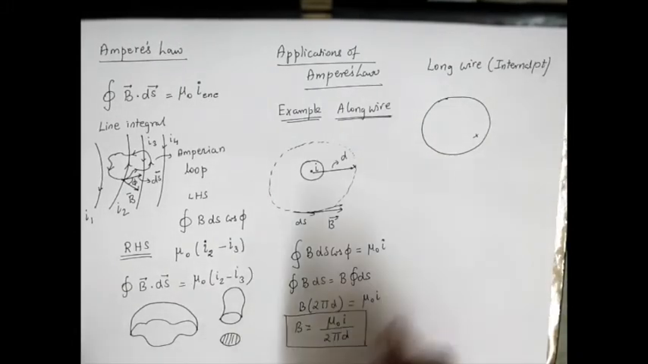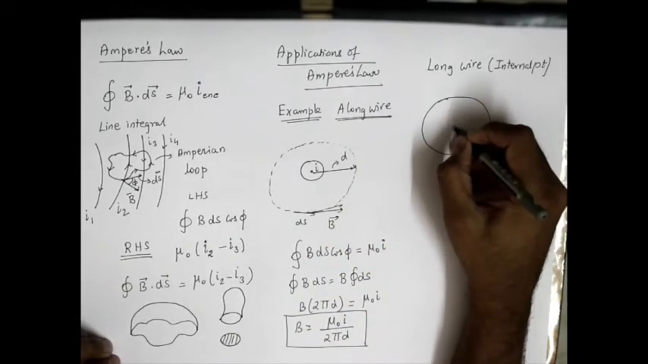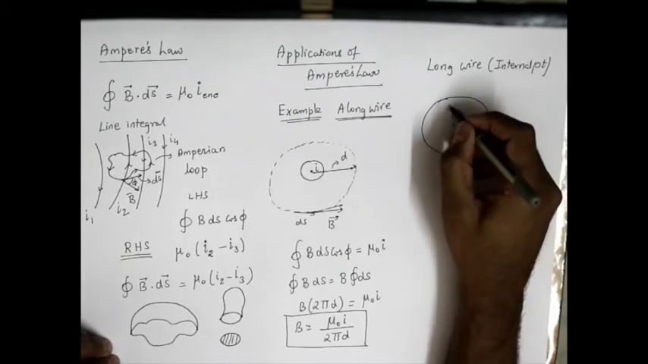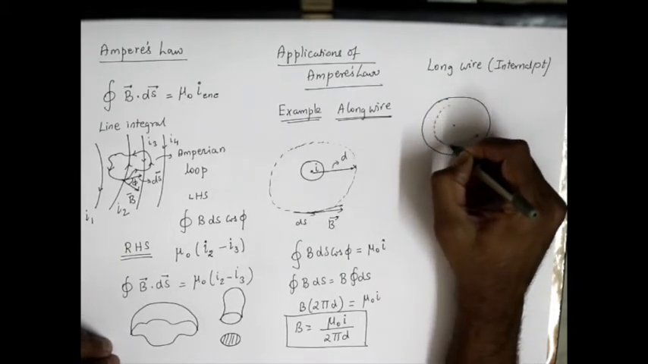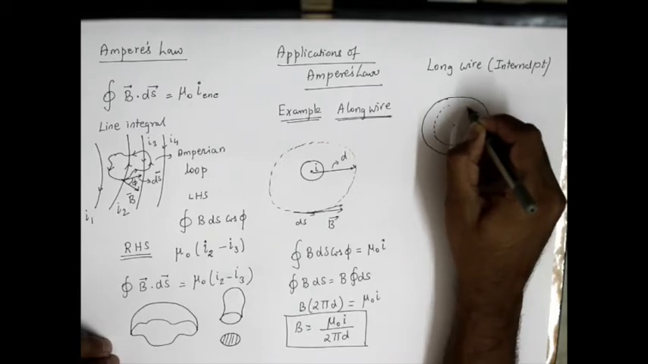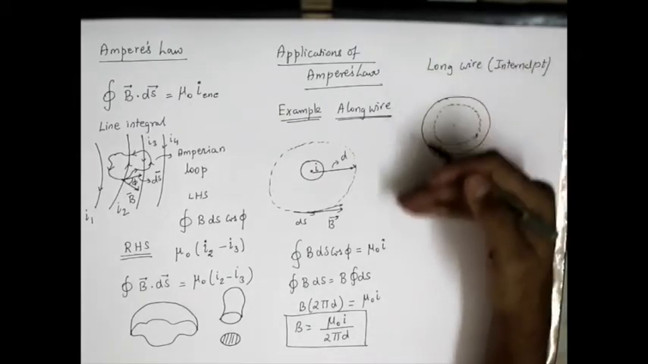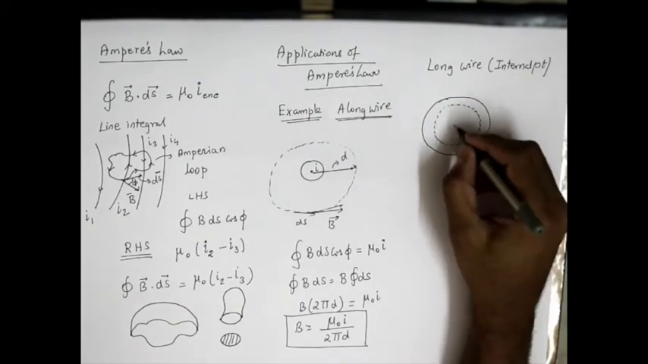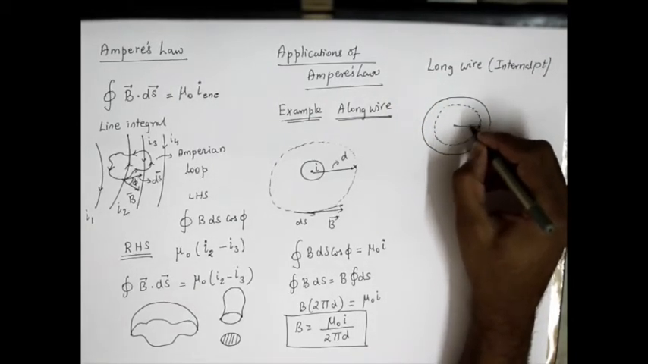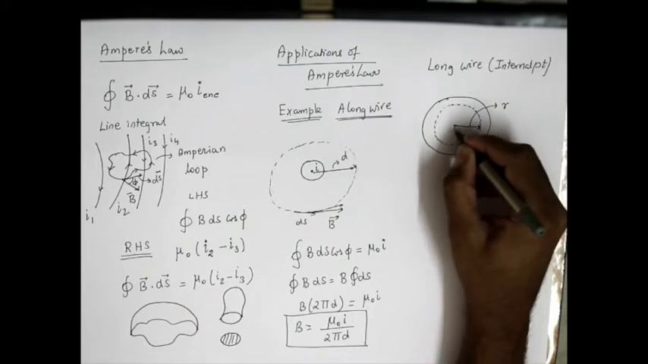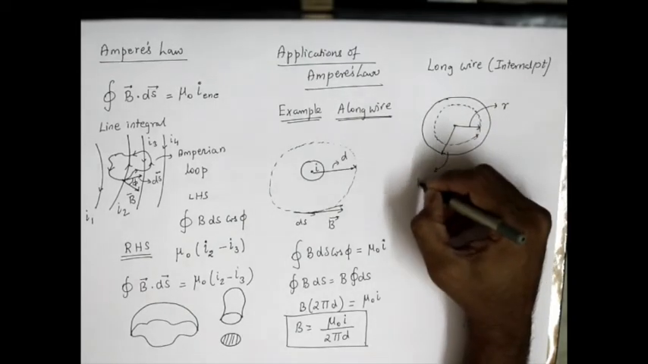So let's do this once again. Let this point P be on a circle, and let this be the center of the circle. Let us first draw an Amperian loop, and you can see that there is a cylindrical symmetry and the cross section has circular symmetry. So let this be small r, and let capital R be the total radius.